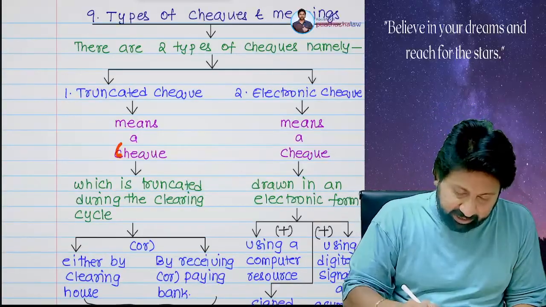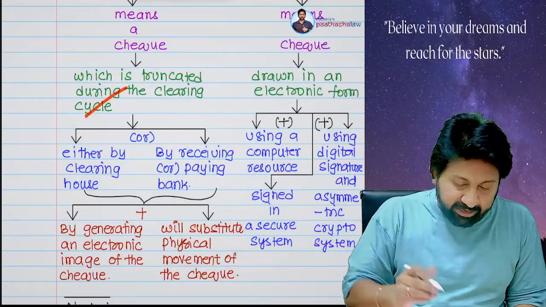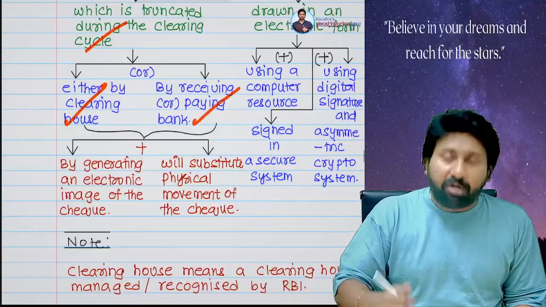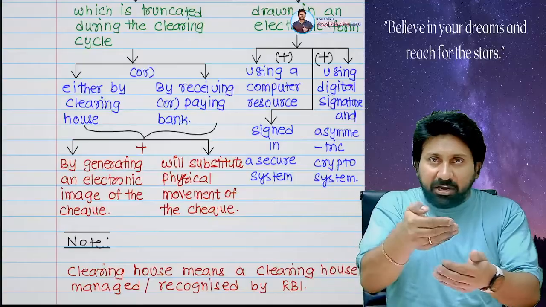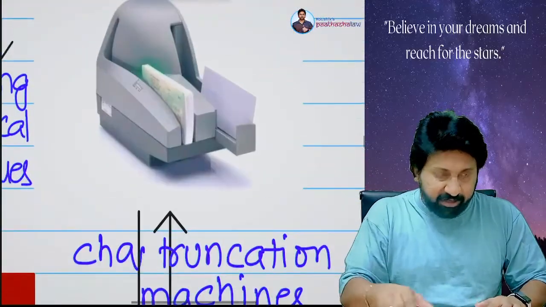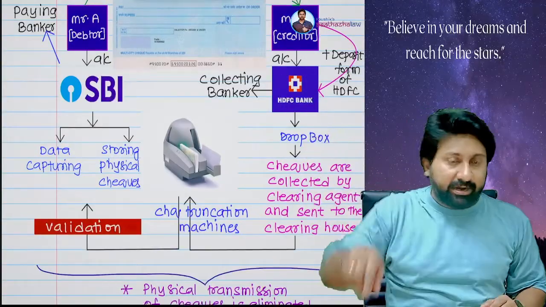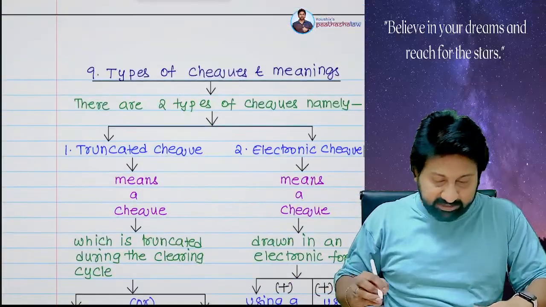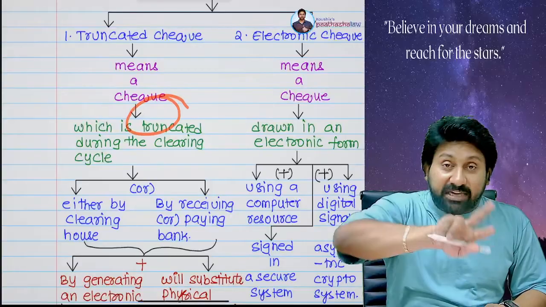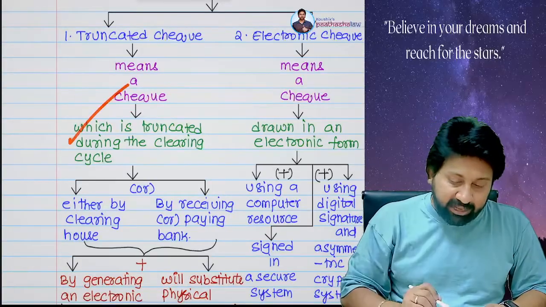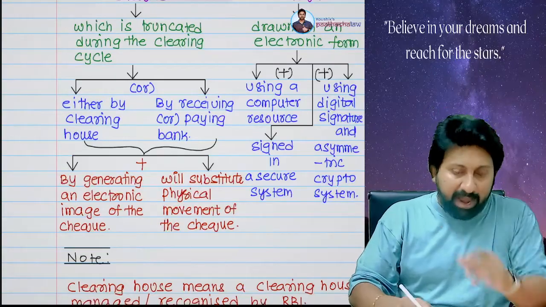A truncated check is a check which is truncated during the clearing cycle, either by the clearing house or by the receiving or paying bank. Simply to tell, a physical check is kept in a machine, this machine will convert the physical check into electronic form and transmit it to the other end. That's it. Beyond this, don't ask me. This is not the time. So, a truncated check means a check converted from physical into electronic form during the clearing cycle, either by a clearing house. If a clearing house is not there in that city, then the receiving bank will do that.